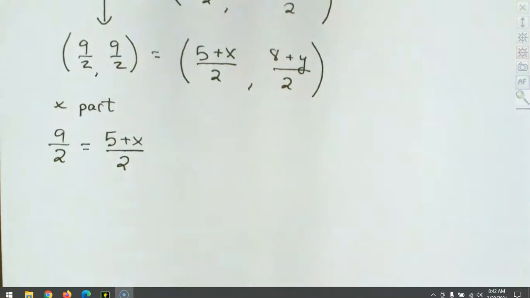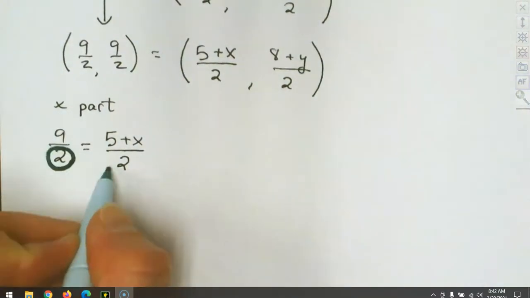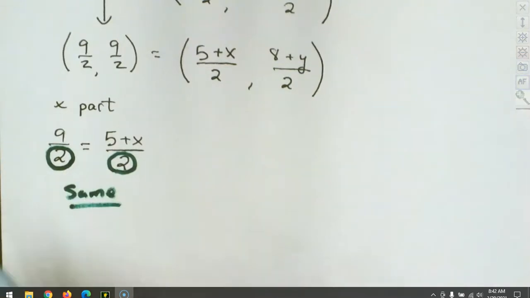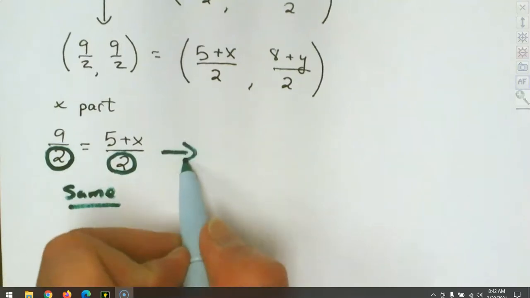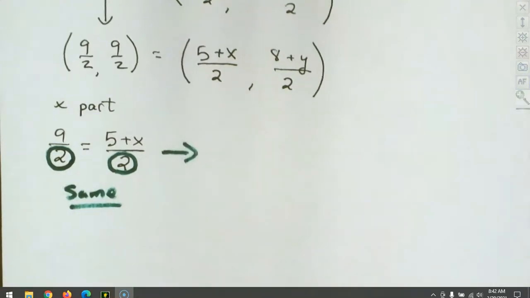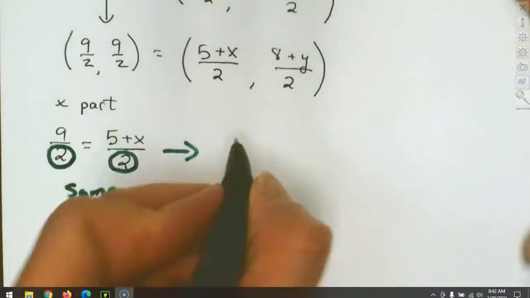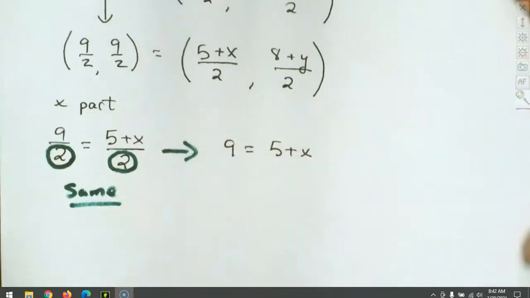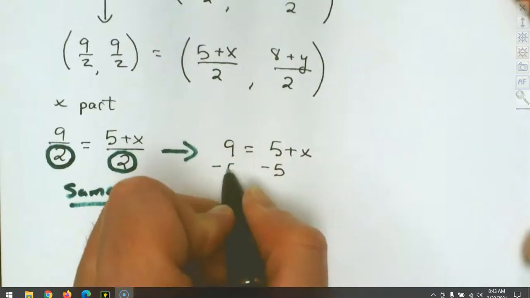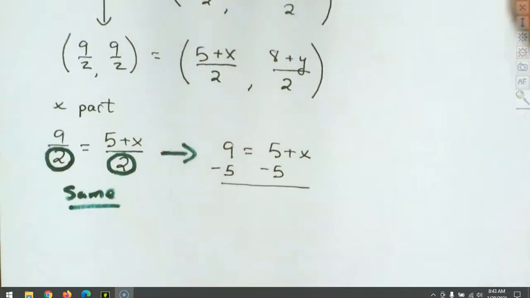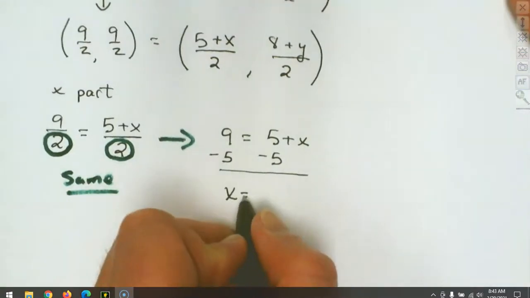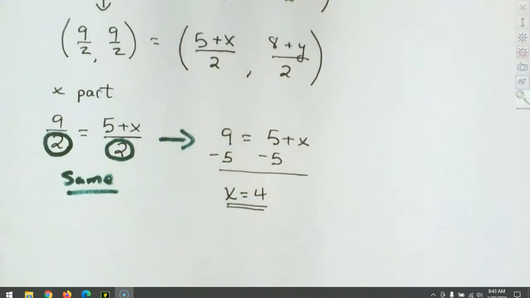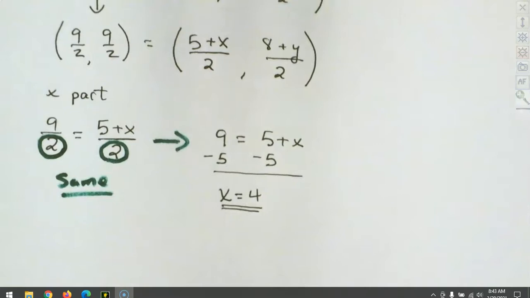Now, what do we notice about these denominators? Well, these denominators are the same, aren't they? And we could cross multiply, but we don't need to, because since the denominators are the same, the numerators must be the same as well. So that gives you simply 9 equals 5 plus x. We can move that 5 over with subtraction. And that gives us x equals 4. So that's the x part. Now, what do we do for the y part? Well, we do the exact same process.